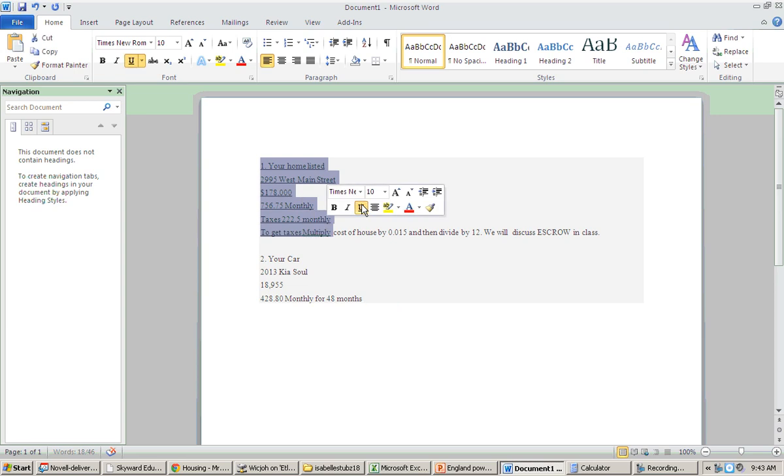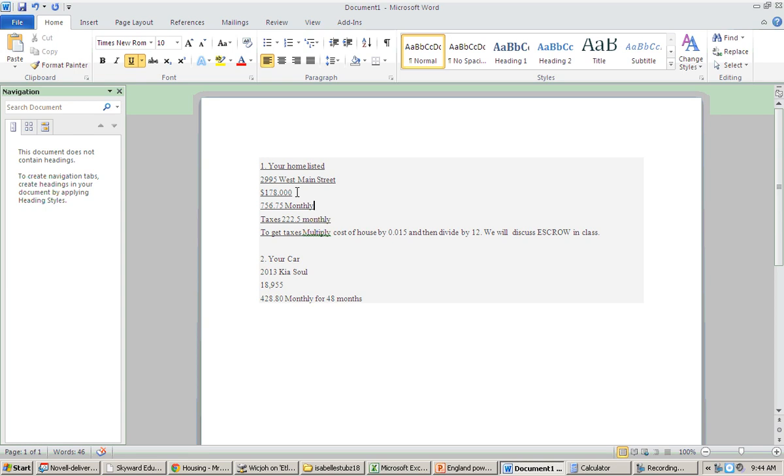In the example that I'm using in my class, the home is on West Main Street. The cost was $178,000. As I figure everything out, that would be $756.75 monthly. The taxes, $222.50 monthly. Remember how we got to the taxes? We took the price of our house, and this is not exact science how it always works out.